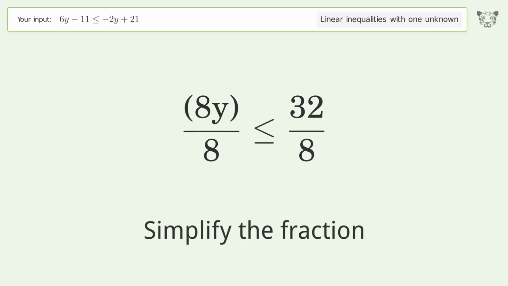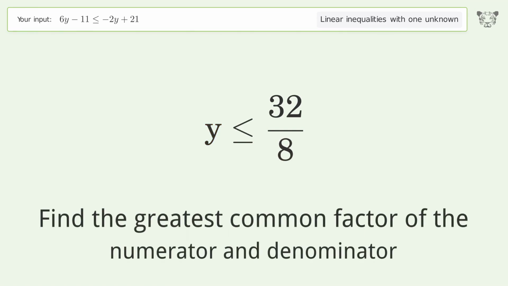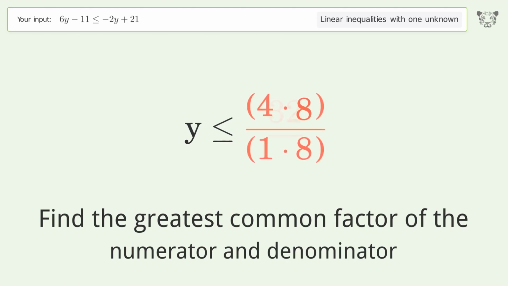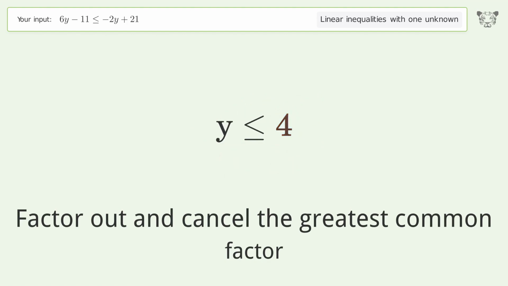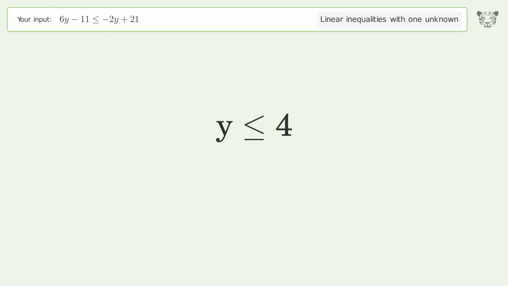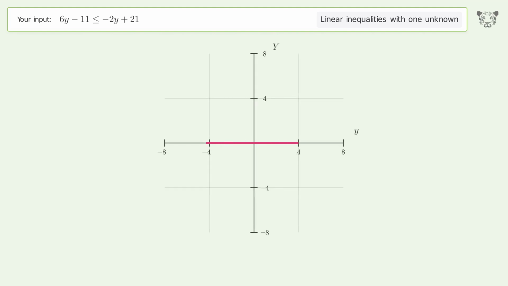Simplify the fraction. Find the greatest common factor of the numerator and denominator. Factor out and cancel the greatest common factor. Plot the solution on a coordinate grid. And so the final result is y equal or smaller than 4.